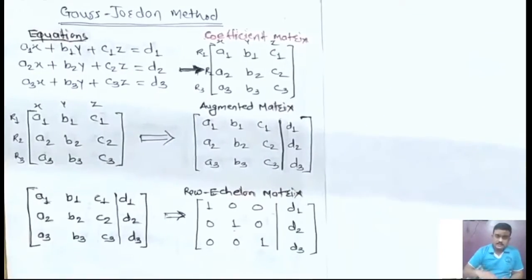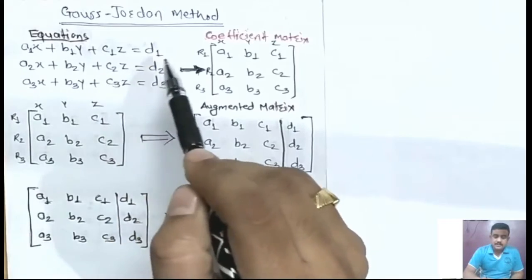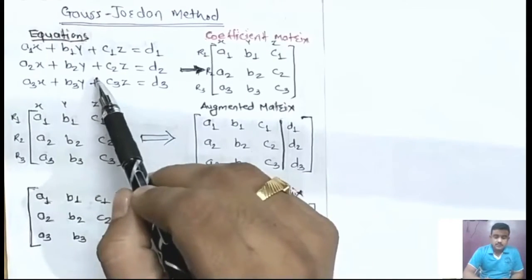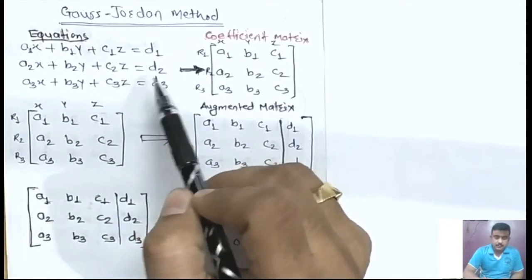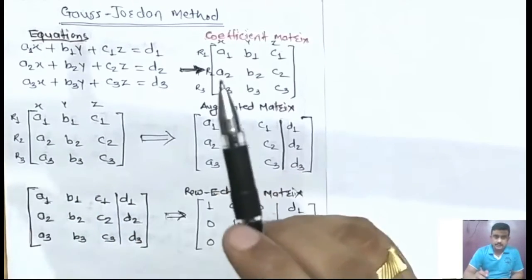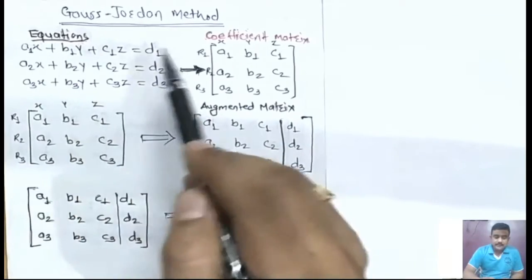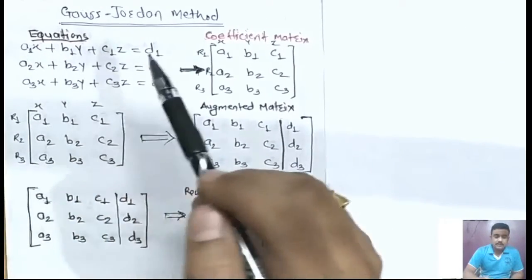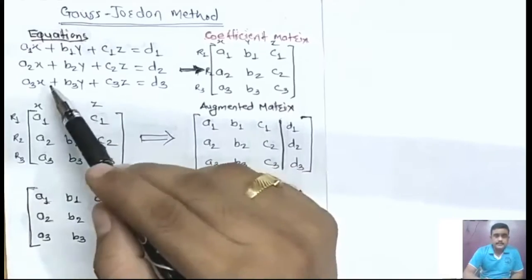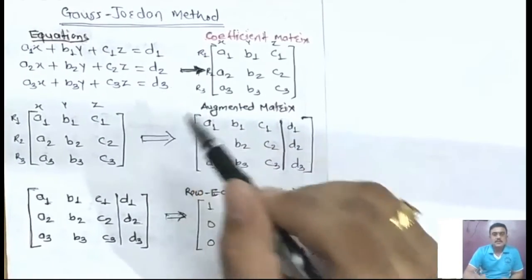For example, consider equations of the type a1x plus b1y plus c1z equals d1, a2x plus b2y plus c2z equals d2, a3x plus b3y plus c3z equals d3. Here are three equations with unknowns x, y, z and coefficients a1, b1, c1, a2, b2, c2 and a3, b3, c3. d1, d2, d3 are the constants.